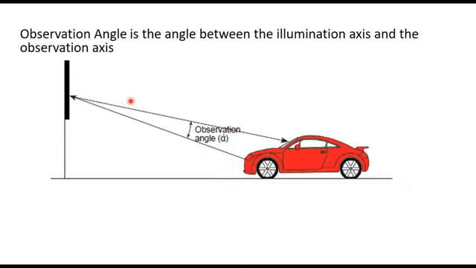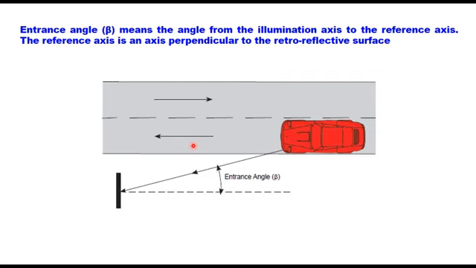Observation angle is the angle between the illumination axis and the observation axis. So this is the illumination axis and this is the observation eye of the driver. The angle between these two is the observation angle. And similarly, the entrance angle means the angle from the illumination axis to the reference axis. This is the illumination axis, that is the headlight, and this is the reference axis parallel to the road. The reference axis is an axis perpendicular to the retroreflective surface, and because these are placed perpendicular to the road, this is parallel to the road.